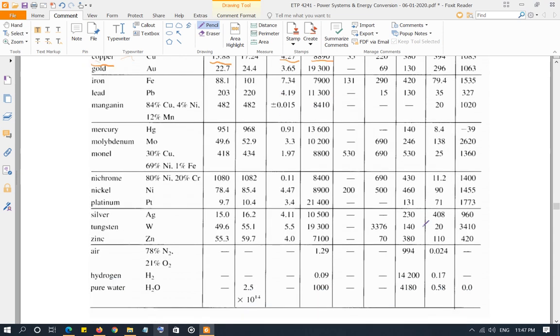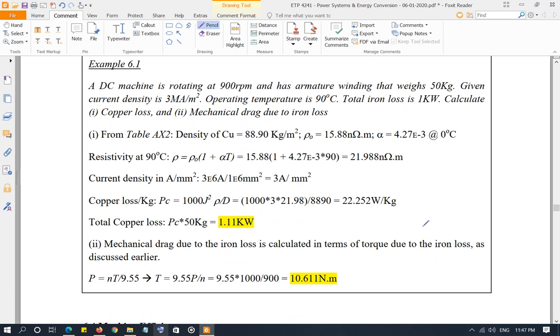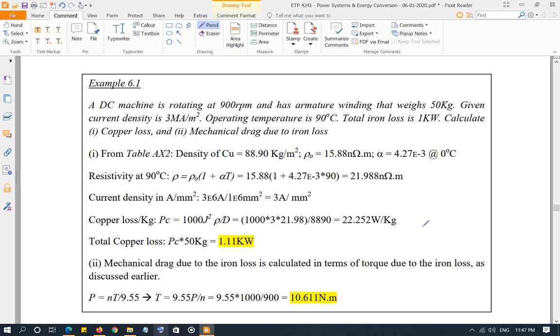So before I go over the next topic, let's look at this example 6.1, which relates to what we discussed regarding the conductor loss from the weight of the conductor. So a machine is rotating at this speed, armature winding has the weight of 50 kilogram. Given current density is 3 mega ampere per meter square. So remember, the one that we use in the formula is ampere per millimeter square, so we have to change this. Operating temperature is 90 Celsius, iron loss is 1 kilowatt. Calculate copper loss and mechanical drag due to iron loss.